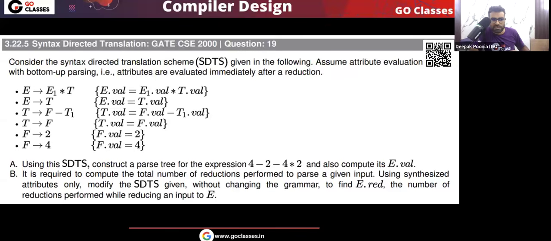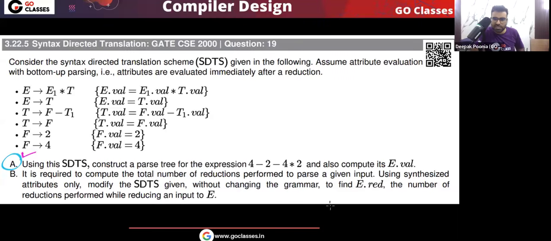So that's it. The part A we have seen, the part A is over. Now let's see the part B. In part B, the question is asking, it is required to compute the total number of reductions performed to parse a given input. When you are parsing a given input, we need to compute how many total reductions will be performed. This is what we need to compute.